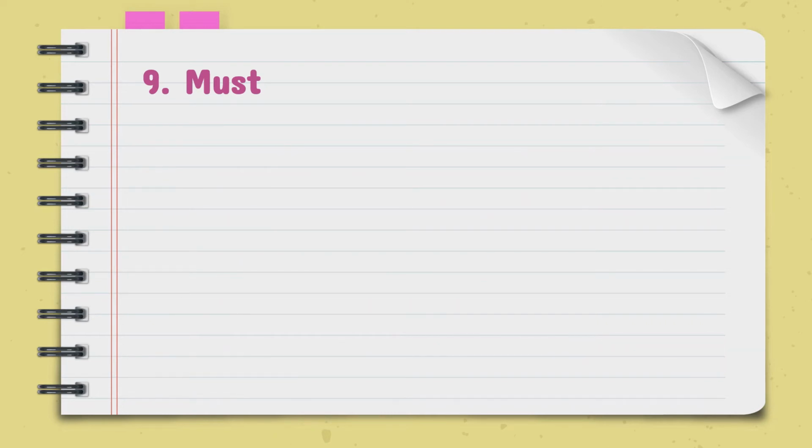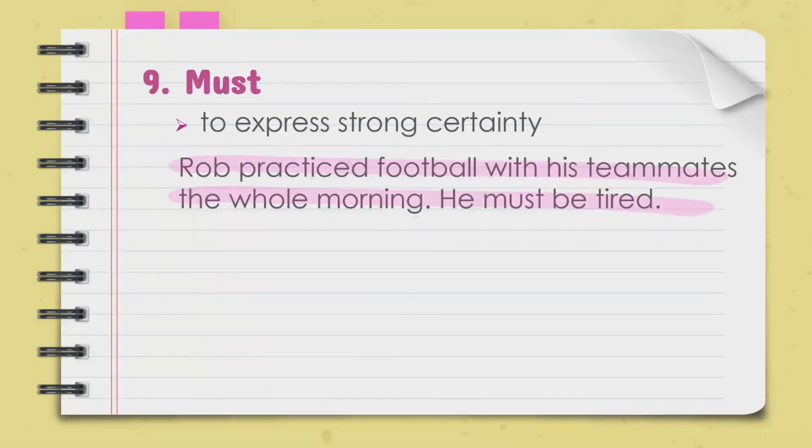Then, must is used to express strong certainty. When you use this, you are very sure and certain of your observations and conclusions because you have evidence. For example, Rob practiced football with his teammates the whole morning. He must be tired. The evidence for being certain that Rob is tired in this sentence is the fact that they played football the whole morning.